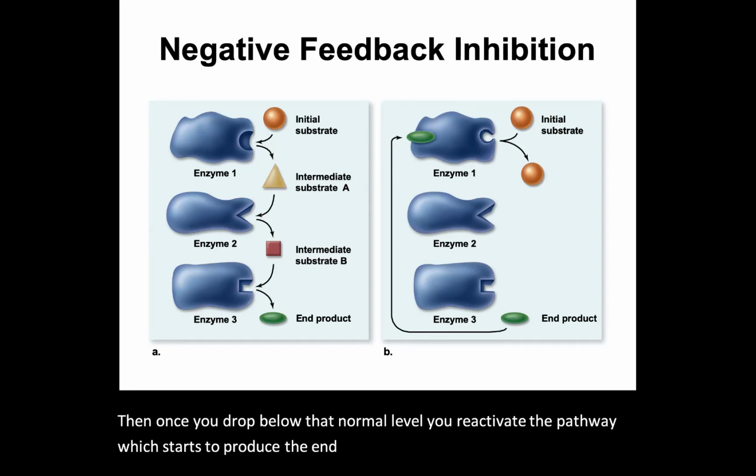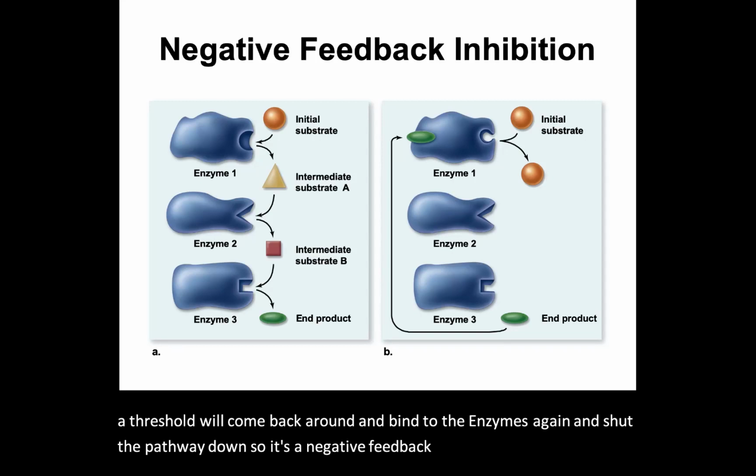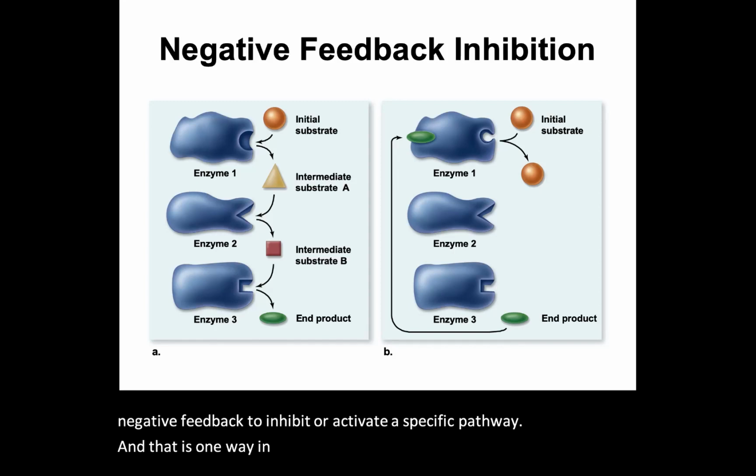The end product, when it reaches a threshold, will come back around and bind to the enzymes again and shut the pathway down. So it's a negative feedback inhibition. You're using negative feedback to inhibit or activate a specific pathway. And that is one way in which we can control waste production, so to speak, within the enzyme.